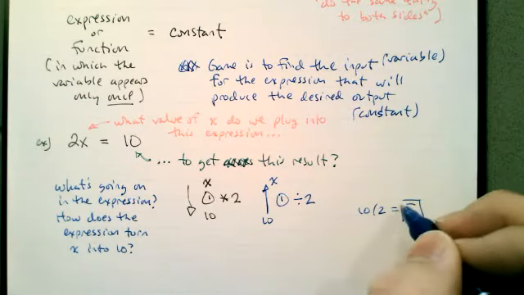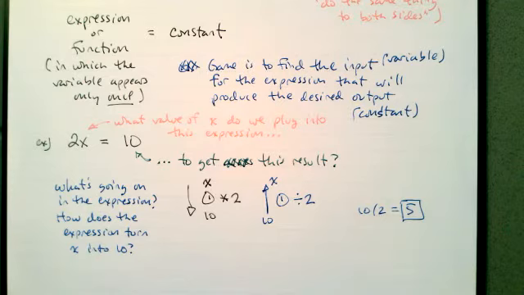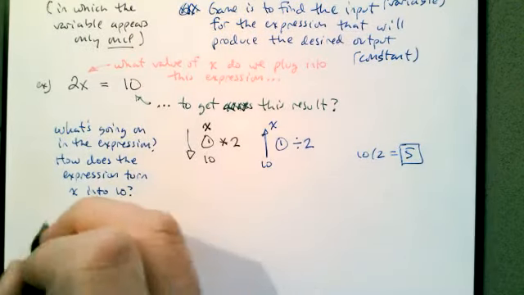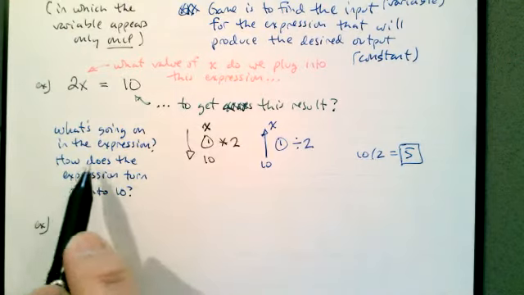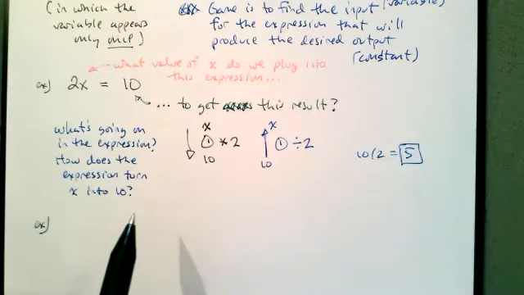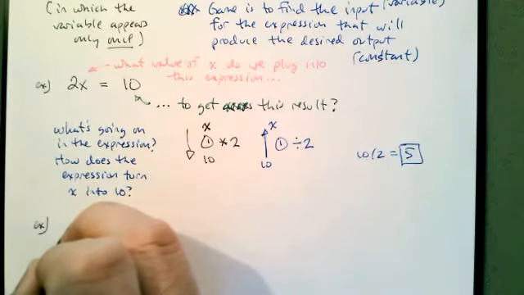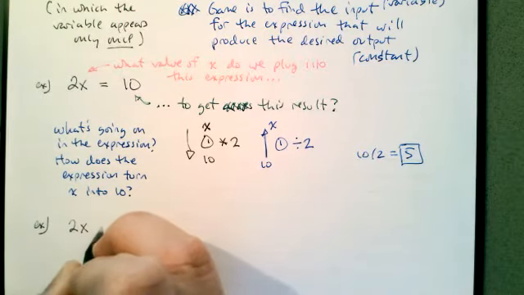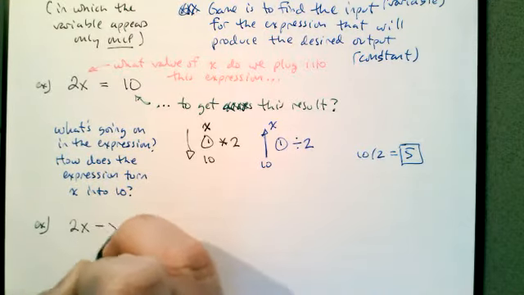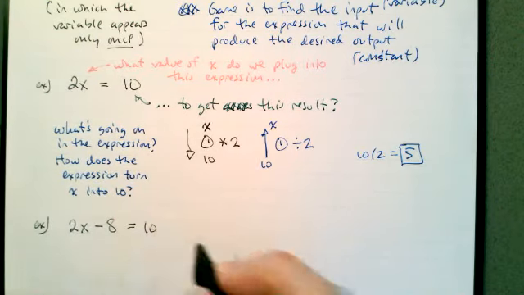Start with something that we can verify is correct so that when things get more complicated, we'll know that our process will work. Just testing out the process. All right. Let's include some more operations. Once again, we want to think about how does the expression turn the x into a 10? That's what we're trying to figure out. So let's suppose we have a different equation that says, say, 2x minus 8 is equal to 10.